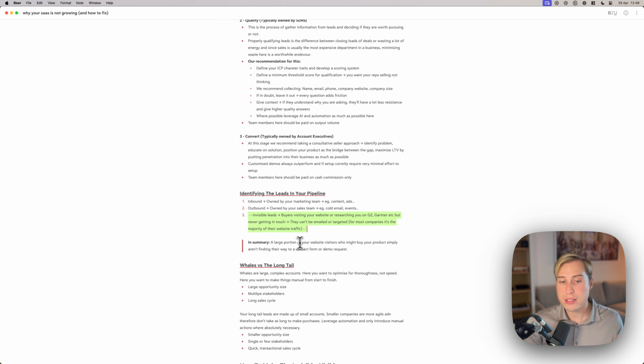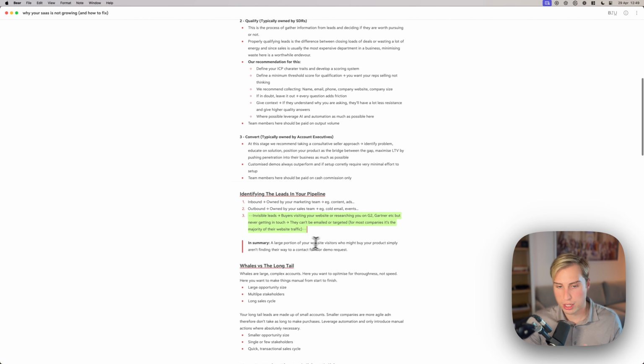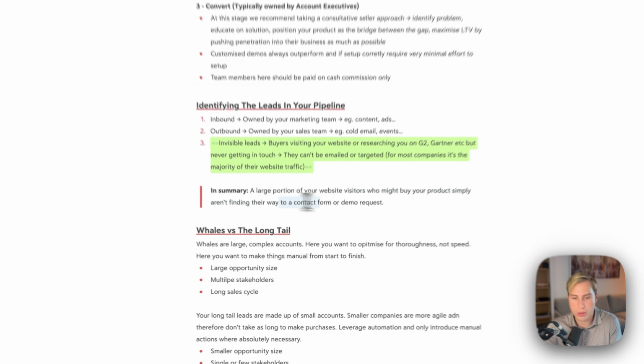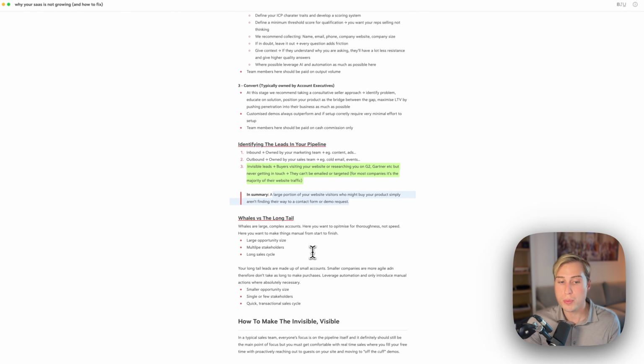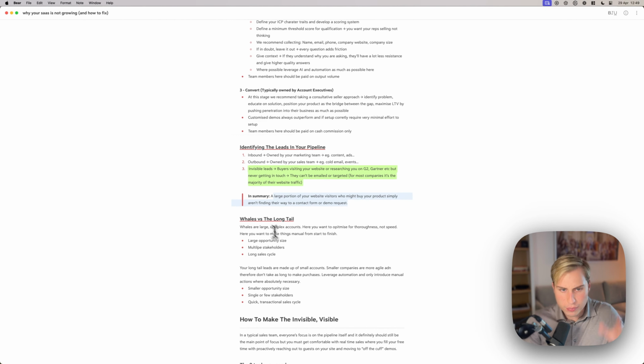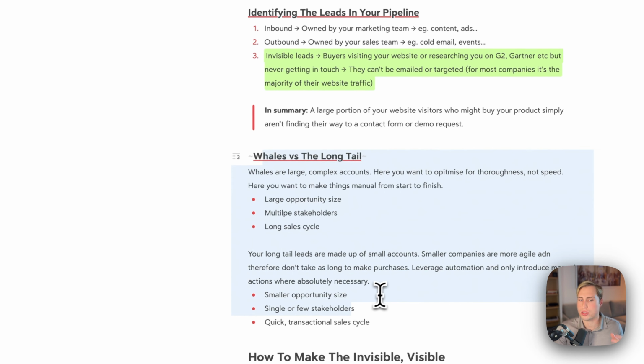Okay. And so in summary, a large portion of your website visitors who might buy your product simply aren't finding their way to a contact form or a demo request. Most people, when they come to your website, aren't filling out forms or booking a demo, but they're still super, super, super valuable, okay? And then we get into the whales versus the long tail.